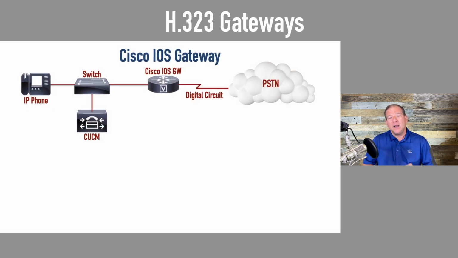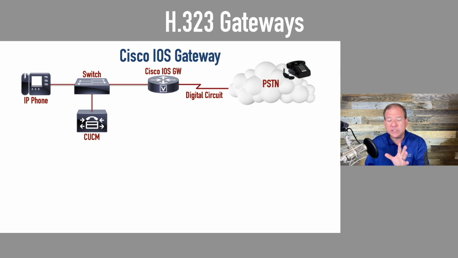gateways. Let's put this in perspective. We're on our IP phone inside our enterprise, and we want to get out to the rest of the world. We want to get out to the PSTN. Well, the way we're going to do that is we're going to have some sort of a signaling protocol going on between our IP phone and the Cisco Unified Communications Manager, and we're wanting to get to this phone perhaps out there on the PSTN somewhere.